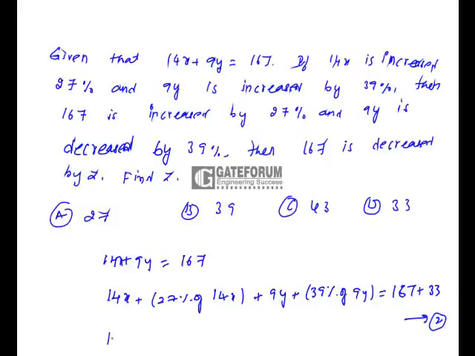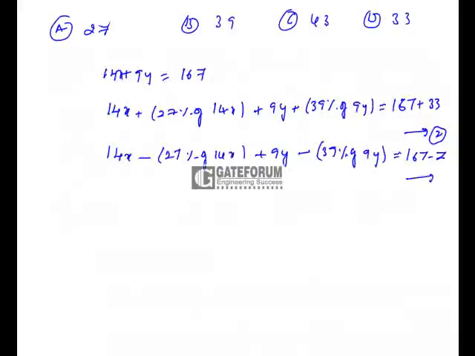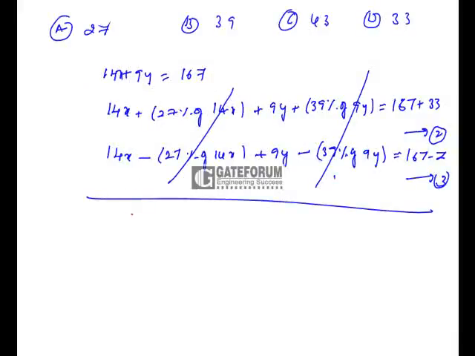Similarly, in the second case, 14x is decreased by 27%, so 14x minus 27% of 14x, and 9y is decreased by 39%. Then this 167 is decreased by z. Now, let us add equations 2 and 3. If we add them, it will be 2 times (14x plus 9y) equals 2 times 167 plus 33 minus z. If we simplify, the value of z will be 33.